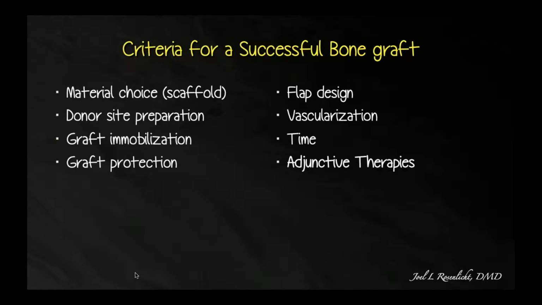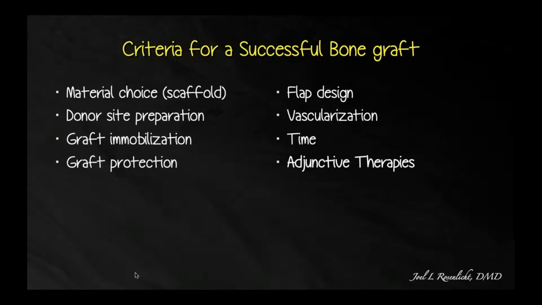So here, when we talk about successful bone grafting, we want to make sure that we have the right graft material, because that's going to act as a scaffold. We're going to make sure that we have the right donor site preparation. And donor site preparation has as much to do with the preparation of the bone as it does with the soft tissue. Before I start to plan my bone graft, I'm designing the flap to make sure I can adequately cover the augmentation that we're going to be using.